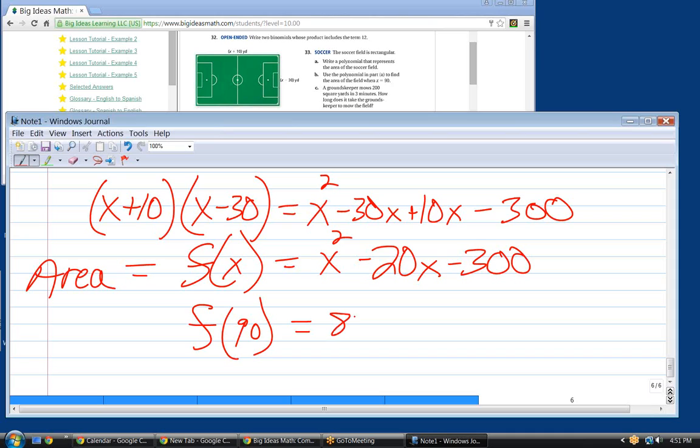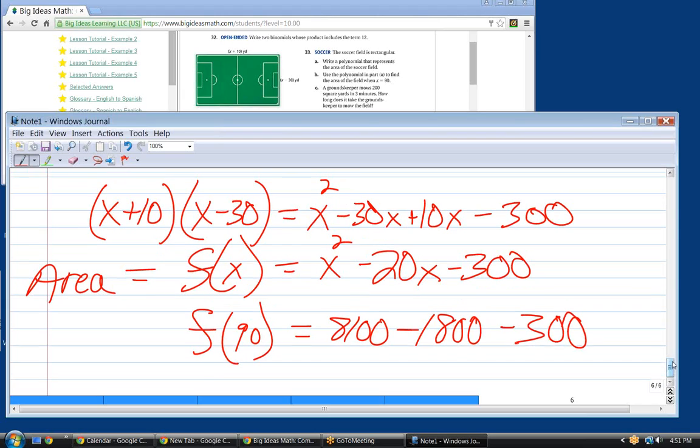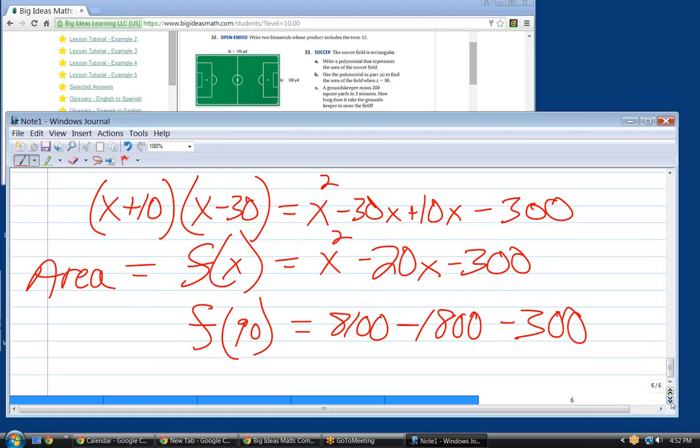90 squared minus 20 times 90 minus 300. It's that number. Can you do that in your head? I don't think so. Actually, it's not hard to do in your head if you do that part first.